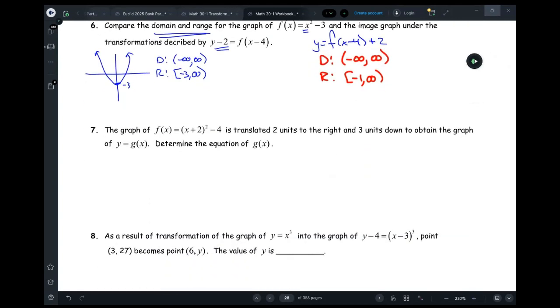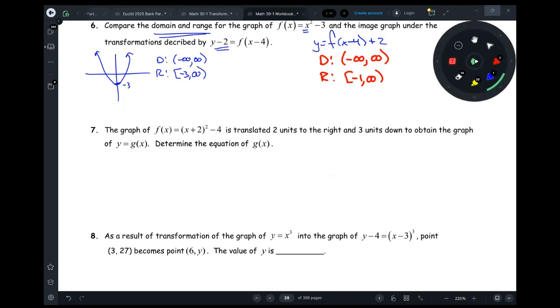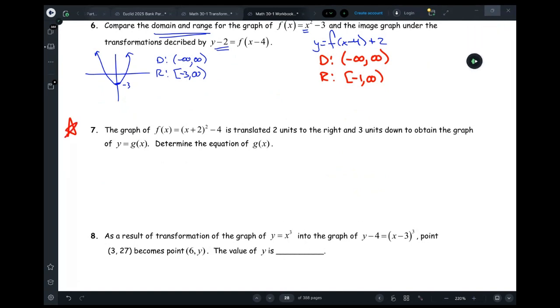The graph of f of x equals (x + 2)² − 4 is translated 2 to the right and 3 down to obtain the graph y equals g of x. Determine the equation of g of x. Okay, this is a good question, and I would like to star this one just to highlight its importance, its significance. What I'm going to do right now is answer this question in general.